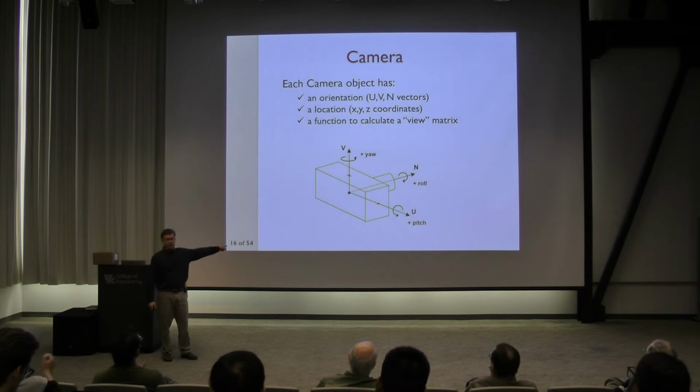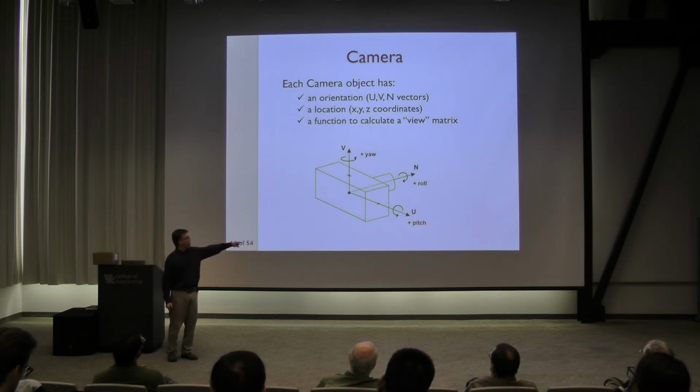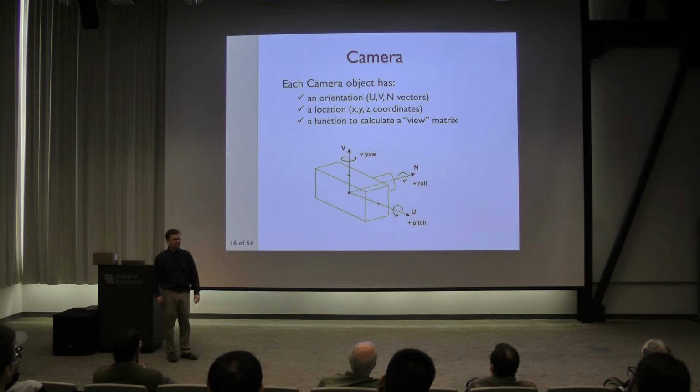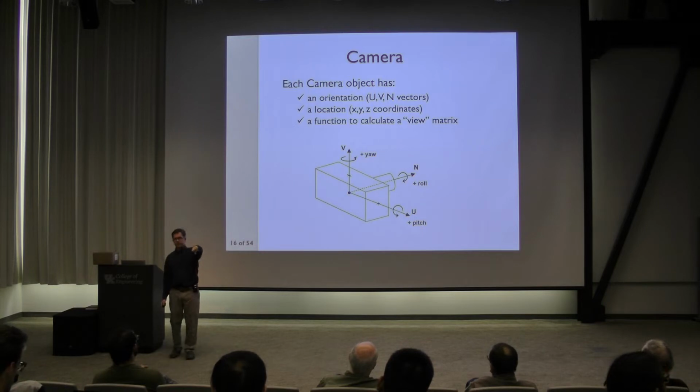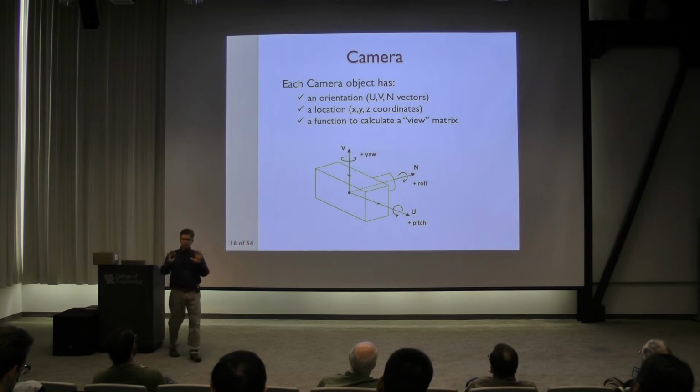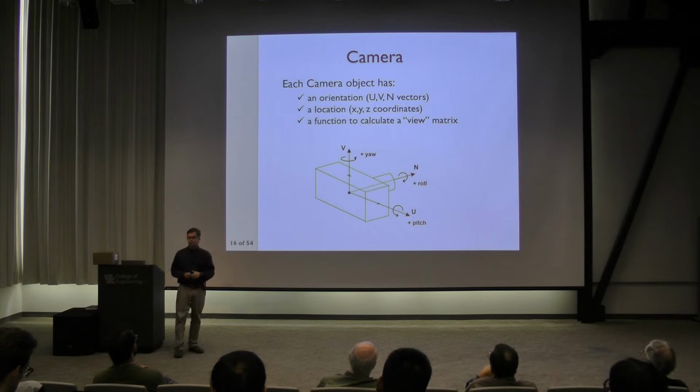So this is a review if you've had the graphics class. This picture's out of the book. Have you guys in the graphics class seen this picture before? So cameras are defined as having a location and an orientation. You can think of the orientation as the direction that they're looking, but there's a little more to it than that. So when you see your scene rendered on the screen, you're seeing it from the camera's vantage point.